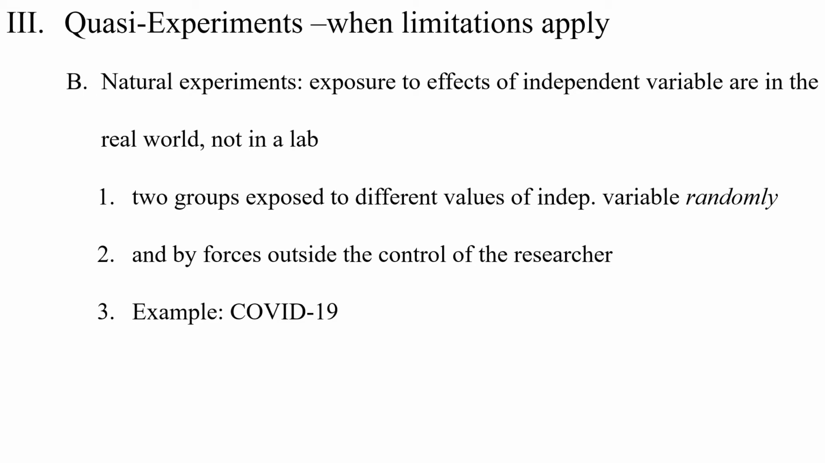Natural experiments are those that are in the real world, not in a lab. And they're ones that researchers just sort of stumble upon rather than setting up. The exposure to the effects of the independent variable are in the real world. That's the classic definition. So first of all, yes, the 2 groups that you have are exposed to different values of the independent variable randomly. That life just did it to 2 different populations accidentally, and you just get lucky.